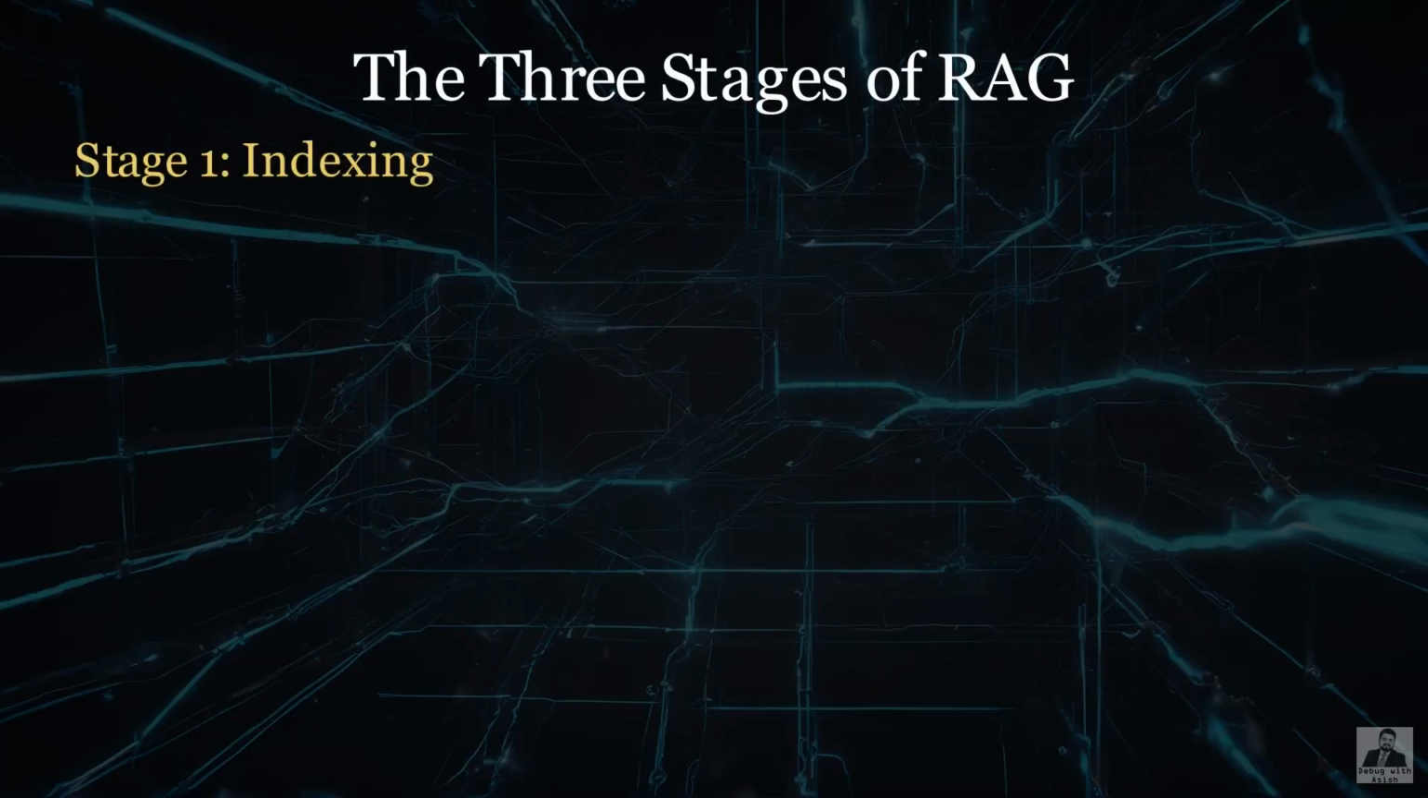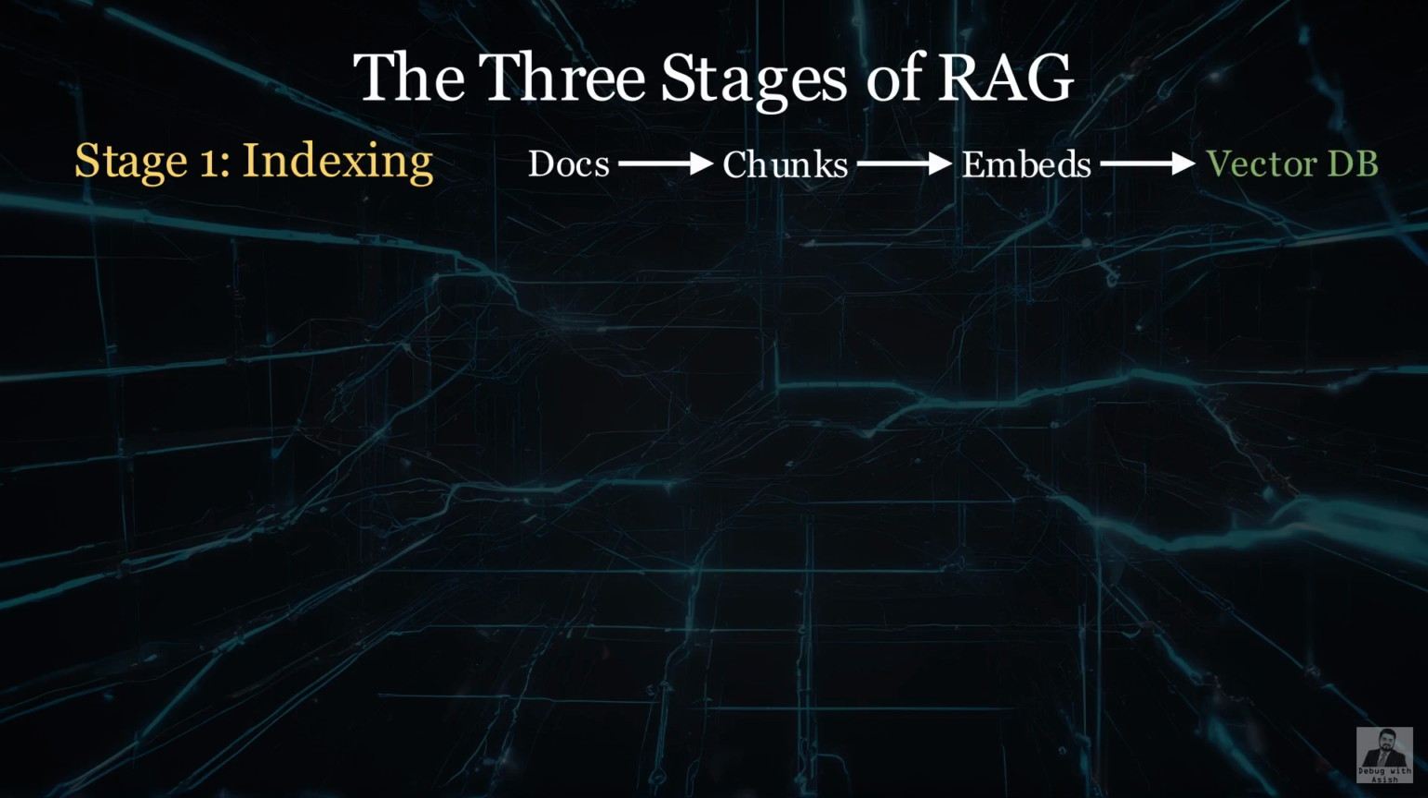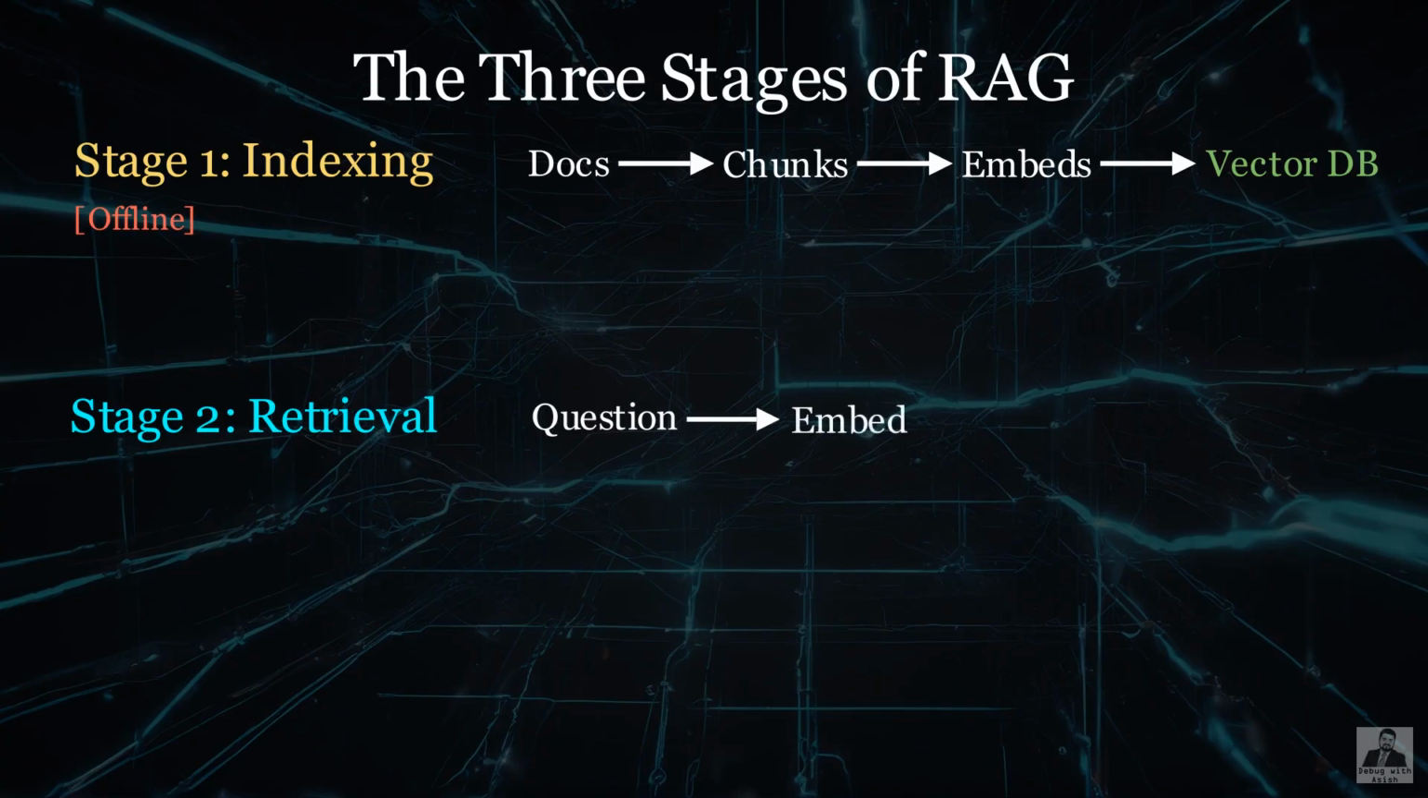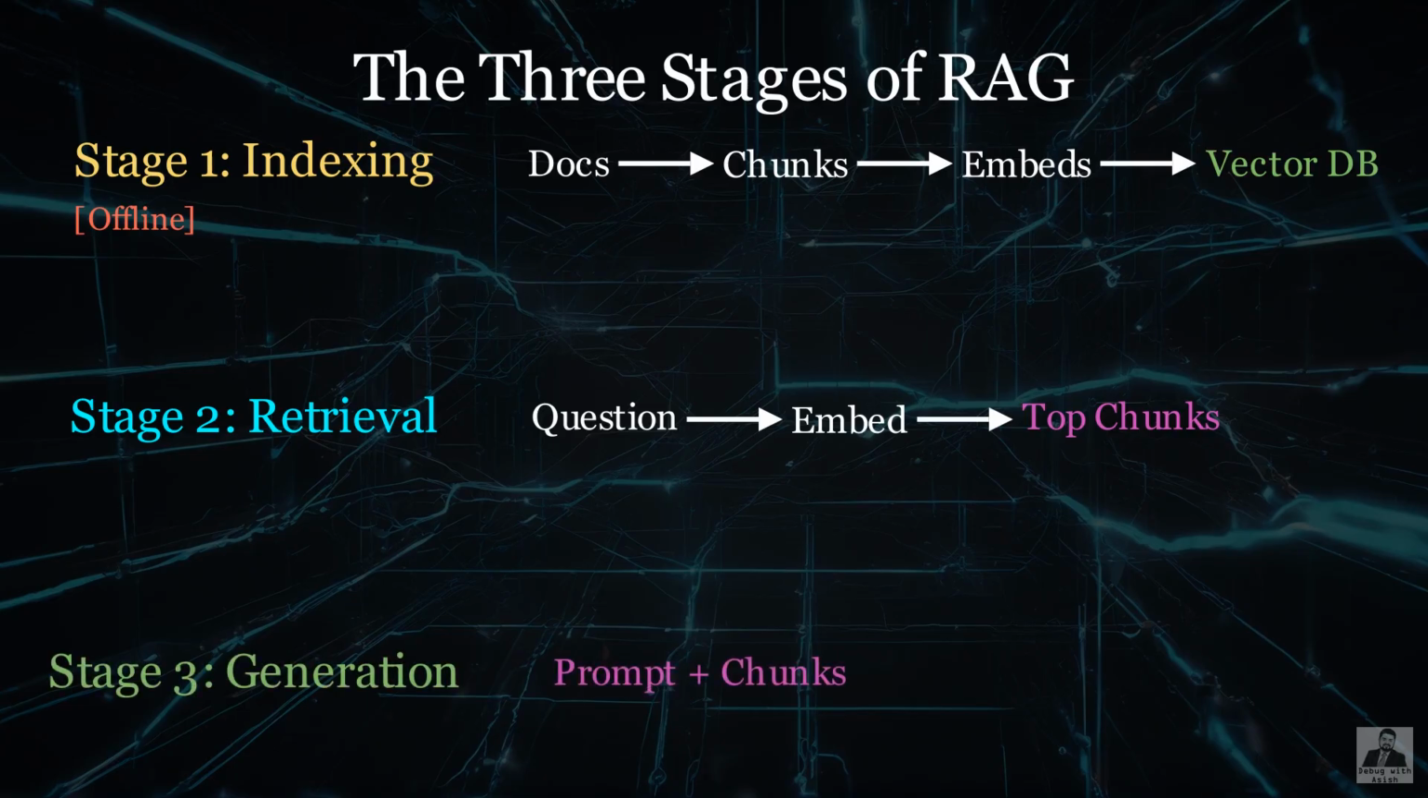First is indexing. You chunk your documents, generate embeddings, and store everything in a vector database. This happens once offline. Second is retrieval. When a user asks a question, you embed it and fetch the top matching chunks from the vector store. Third is generation. You inject those chunks into a prompt and send it to a language model. The model reads the provided context and produces an answer grounded in your documents rather than its training data.